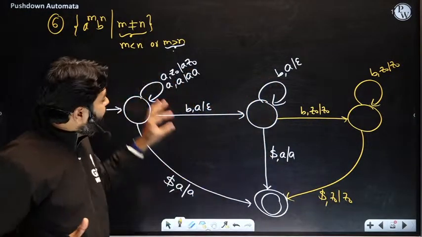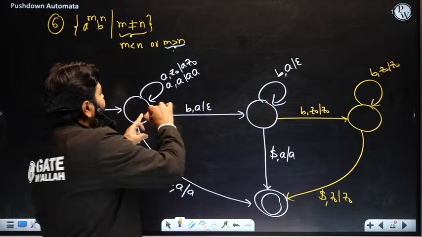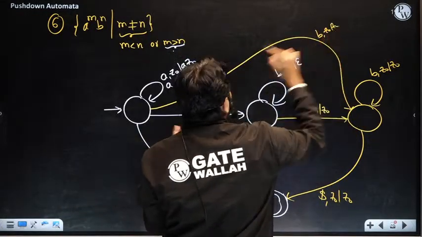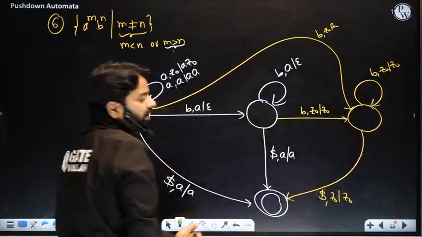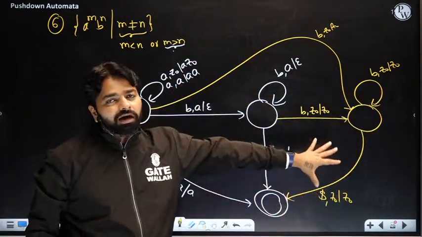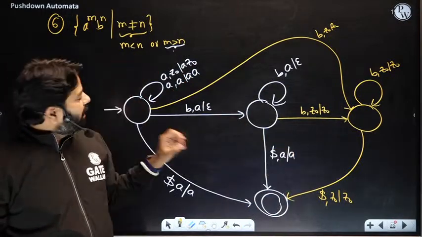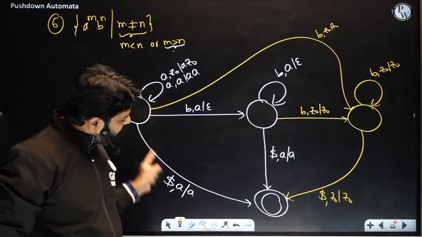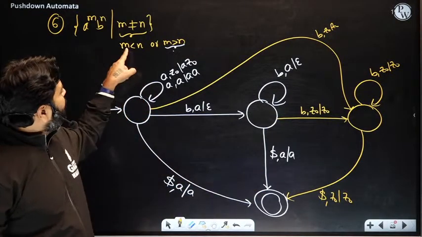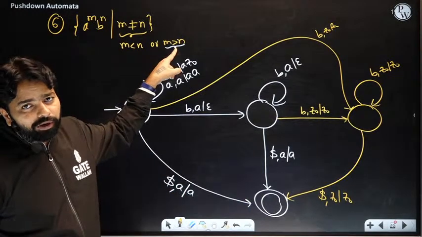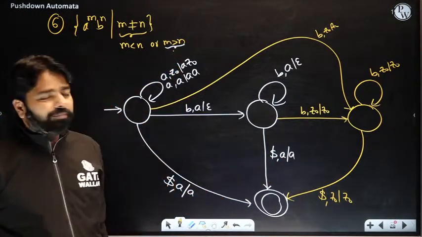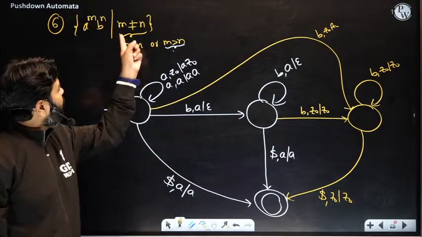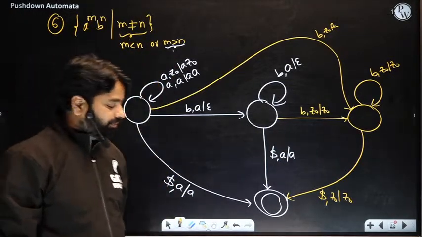If only b's are there without the a's, then directly from here you go to this state, b comma z naught, z naught. So b's are coming directly, skip all of them, come to final. So those yellow transitions are for m less than n, and this white transition, this path and this path, is for m greater than n, more a's. This is dollar comma a, dollar comma a. Fine. So now all the combinations required in this language are covered.